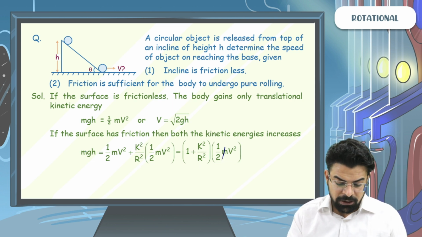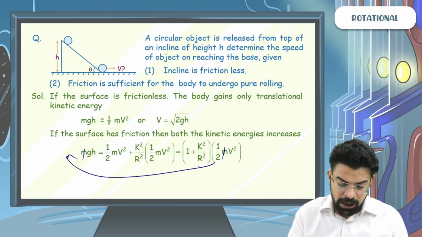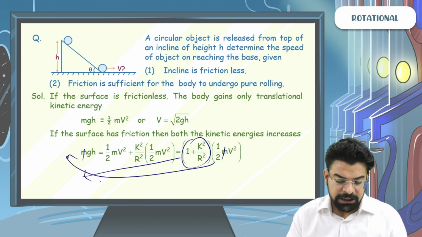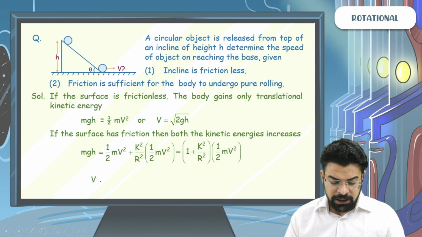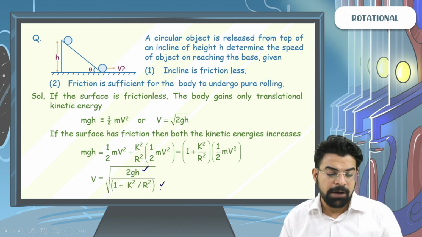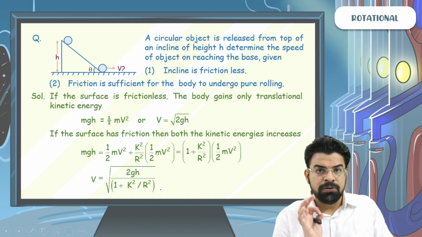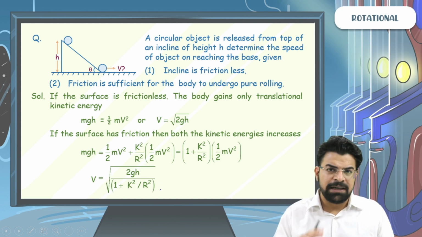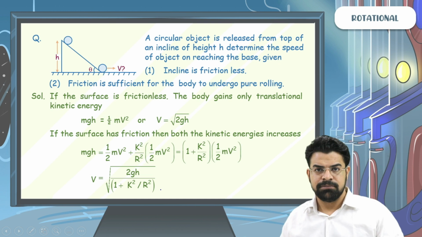So the half cancels out, bring the 2 up and divide with this quantity 1 plus k square by r square. So you get v equals root of 2gh upon 1 plus k square by r square, all under root. So that is the solution. So let's see more cases.